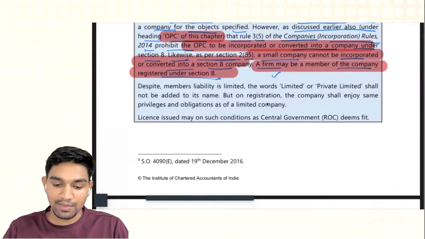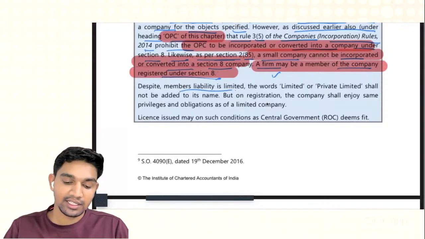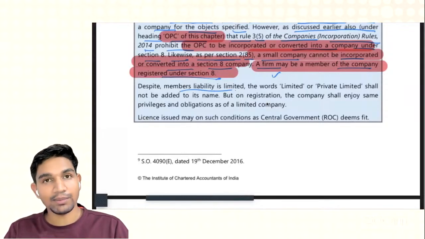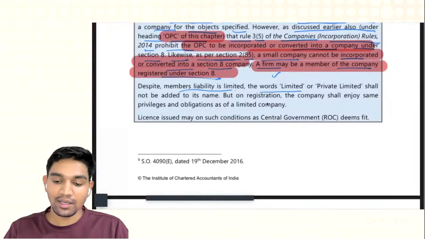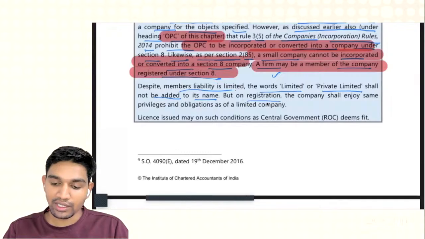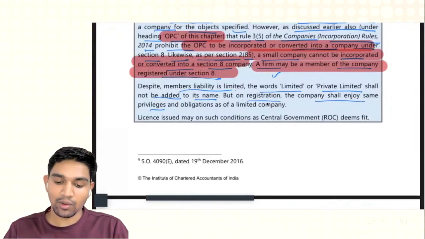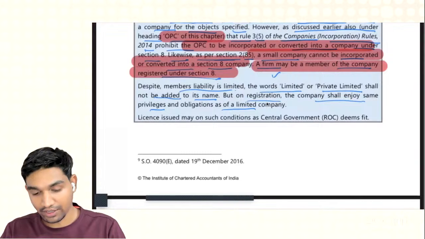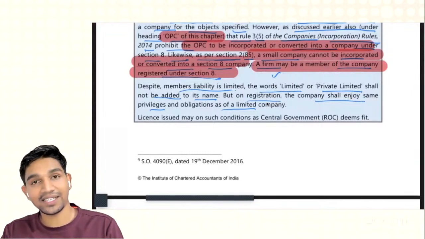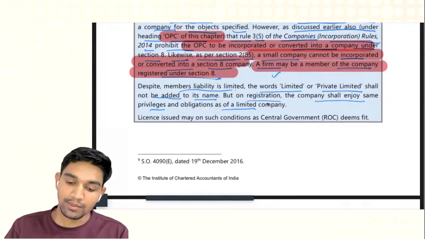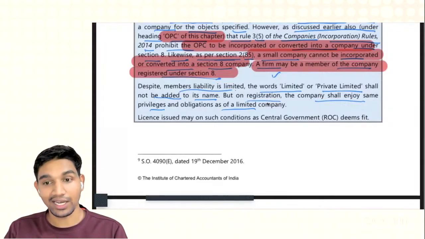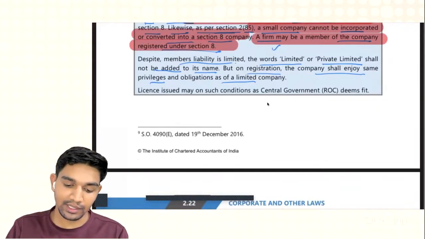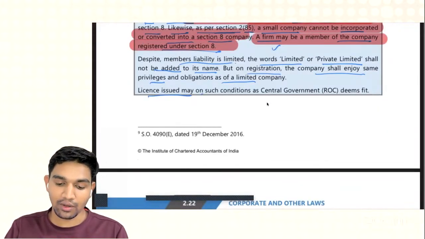Now, though members' liability is limited, the words limited or private limited shall not be added to its name. But on registration, the company shall enjoy the same privileges and obligations as a limited company. Even though we don't use the suffix limited in case of a Section 8 company, on registration, the company shall enjoy the same privileges and obligations as a limited company. License is issued on such conditions as the Central Government deems fit.